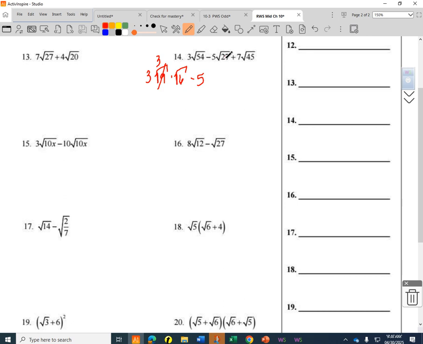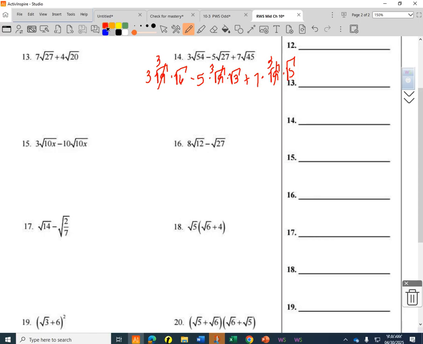Minus 5 times square root of 27. What's the perfect square factor of 27? 9 again, right? So 5 times square root of 9 times the square root of 3. Square root of 9 is 3. Plus 7 times, what's the perfect square factor of 45? Brooklyn, your little hand should be moving along with mine, honey. Square root of 9 times square root of 5. And square root of 9 is 3.